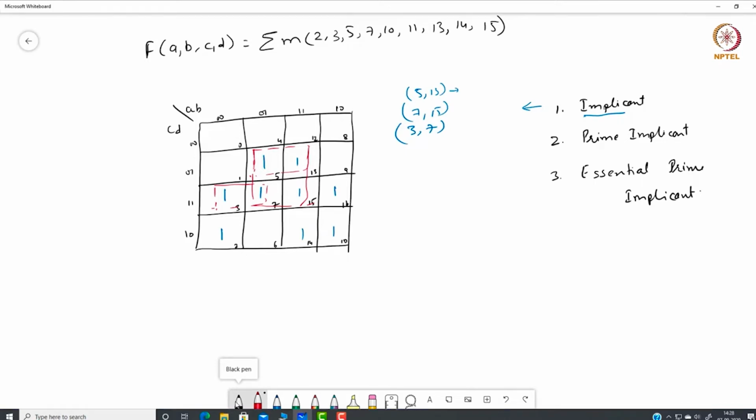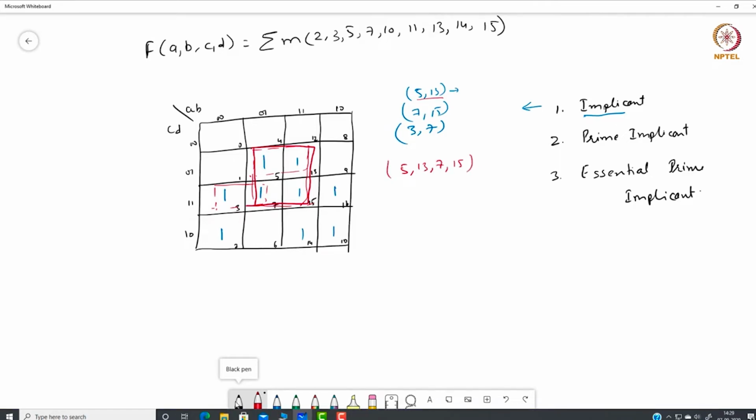No, because 5 and 13 can further be combined with 7 and 15 to form a bigger cube. Because a bigger cube can be created out of 5, 13, 7 and 15, so 5 and 13 cannot be an implicant. But then the next question is this, let's say 5, 13, 7 and 15. Is it a prime implicant?